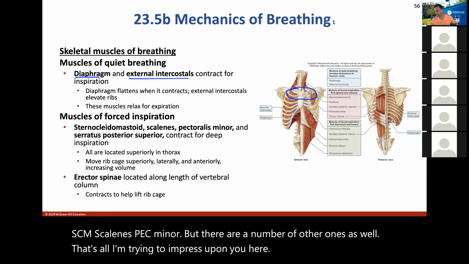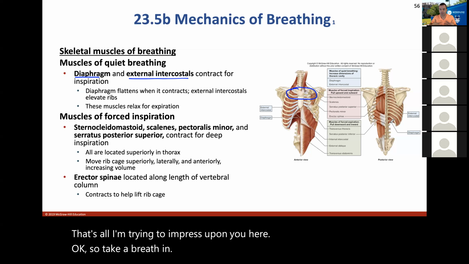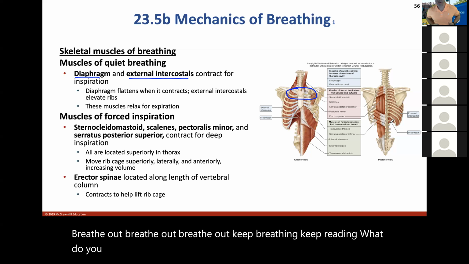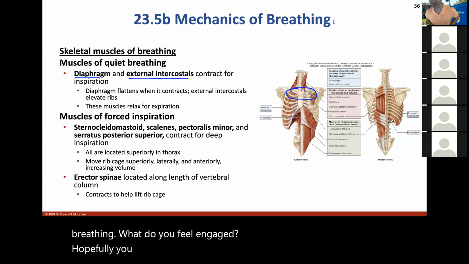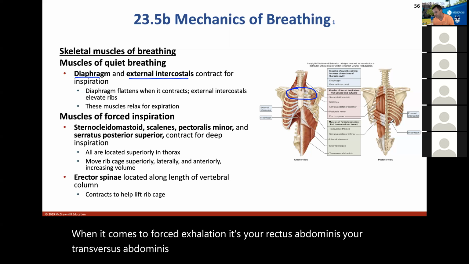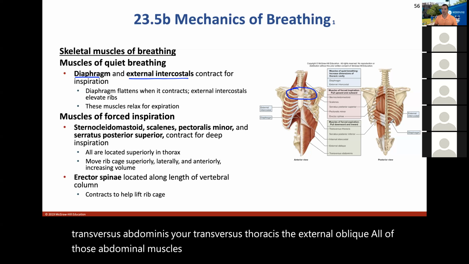Okay, so take a breath in. Now breathe out. Keep breathing. What do you feel engaged? Hopefully you feel all those abdominal muscles engage. When it comes to forced exhalation, it's your rectus abdominis, your transversus abdominis, your transversus thoracis, the external oblique. All of those abdominal muscles engage.